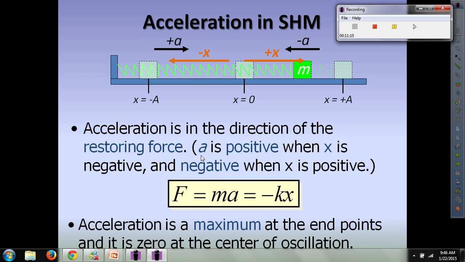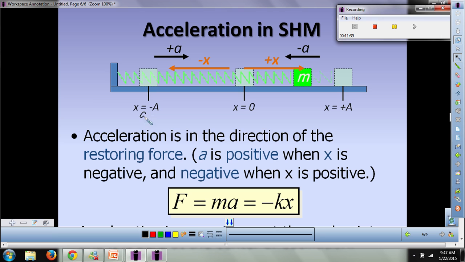Okay? So think about that. The acceleration is positive when x is negative and negative when x is positive. The maximum acceleration occurs here. So let's get our pen. A max is here. A max is here. And that should make sense because that's when the force is the greatest. The greater the x, the greater the F. So if force is greatest, that's when acceleration will be greatest.